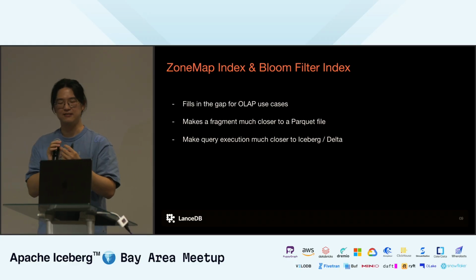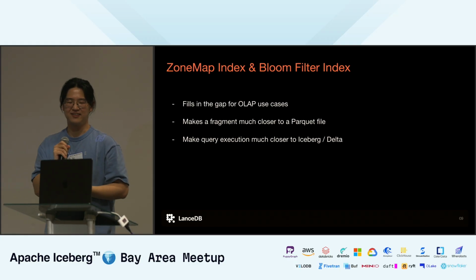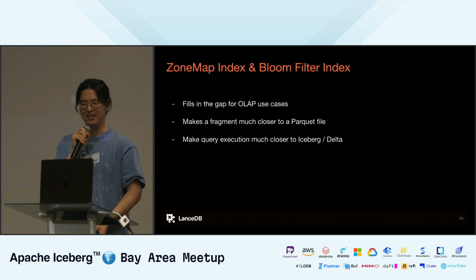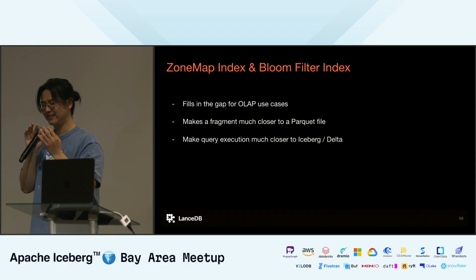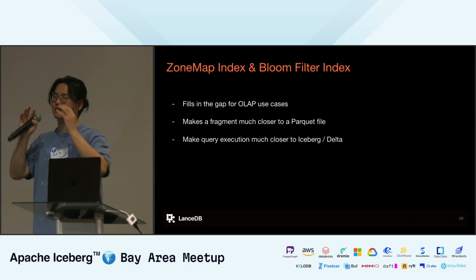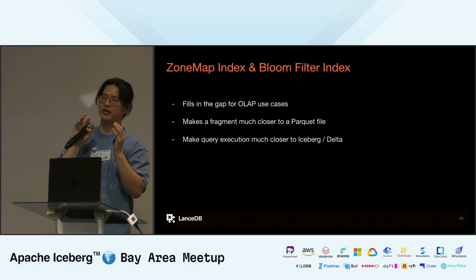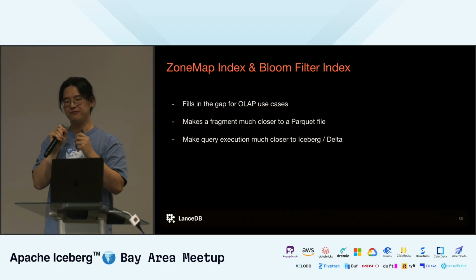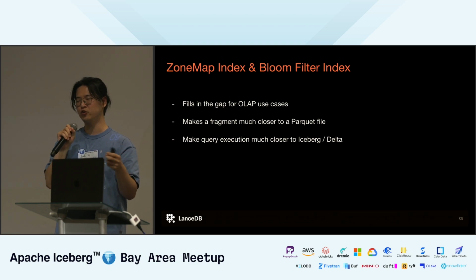One way this is happening is purely through community contributions: we added the zone map index and bloom filter index so that the data is much closer to how Parquet looks. If you compare a Lance fragment now, it is much closer to Parquet than it used to be, because before that there were only the B-tree index and bitmap index.